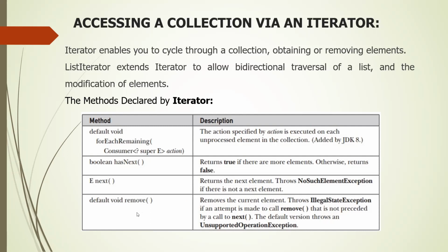Then in a collection, if you want to remove some elements, you can use the remove() method. So the remove() method is supported in Iterator. It removes the current element and it throws IllegalStateException if an attempt is made to call remove() that is not preceded by a call to next(). So we have to call the next element, then we have to remove the element. The default version throws UnsupportedOperationException.